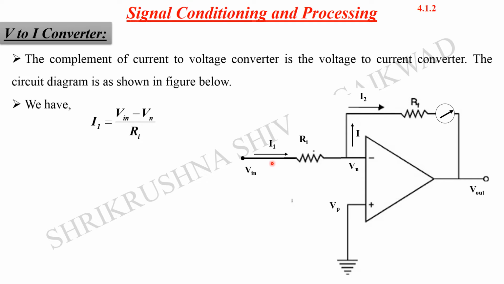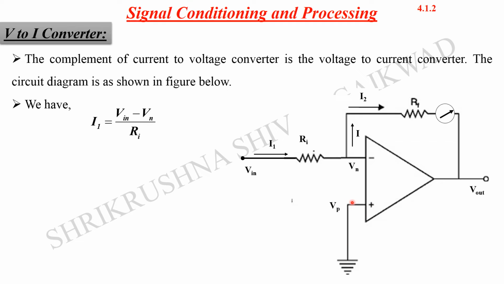I1 is given by VIN minus VN upon Ri. Here VN is nothing but the potential at the inverting terminal or the negative terminal, and VP is nothing but the potential at the positive terminal or the non-inverting terminal.